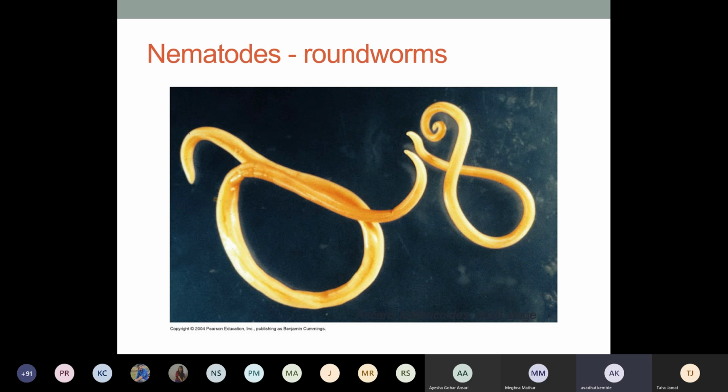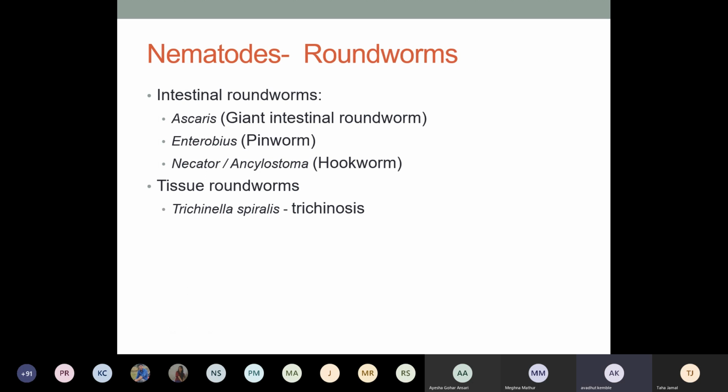Another surgical parasite group is the nematodes, and the most common are the roundworms. Typical intestinal roundworms are Ascaris, the giant intestinal roundworm. Enterobius is a pinworm. Necator is a hookworm. And Trichinella spiralis, or trichinosis, is a tissue roundworm.